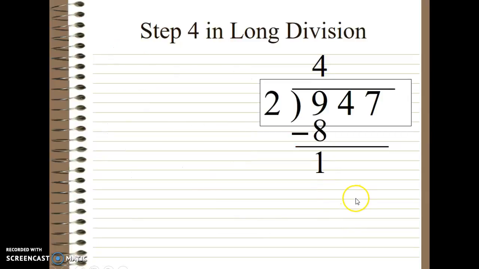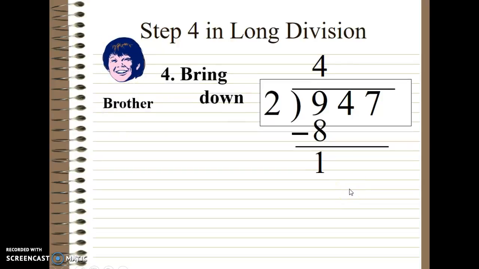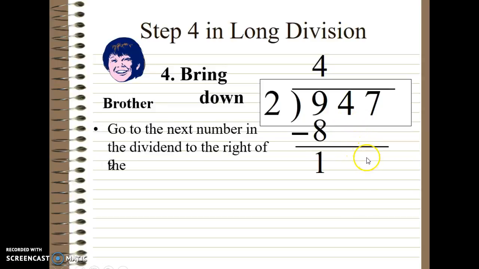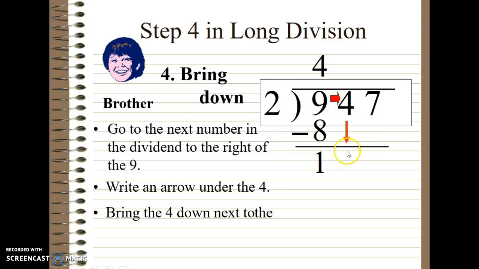That leads me to step 4. In long division, step 4 is B, or brother. Brother represents bringing down the very next number inside the division box, or the dividend, which in this case is 4. So I'm going to go to the next number in the dividend to the right of the 9, and I'm going to take that 4 and drop it down right next to the number 1 to create a brand new number, which is 14. I'm not worried about the 7 just yet.